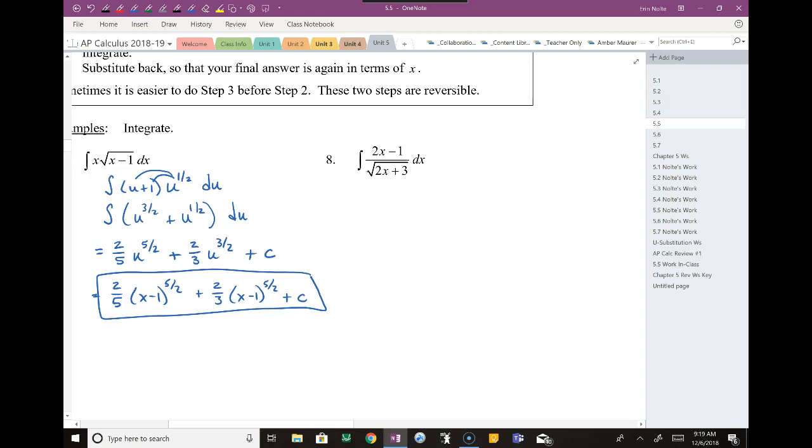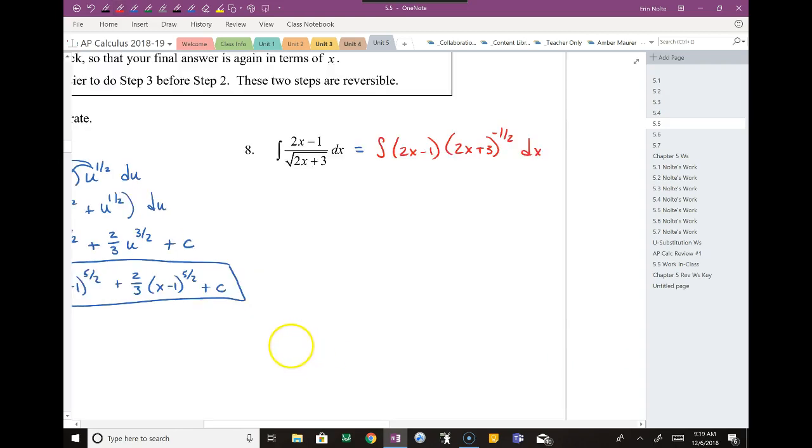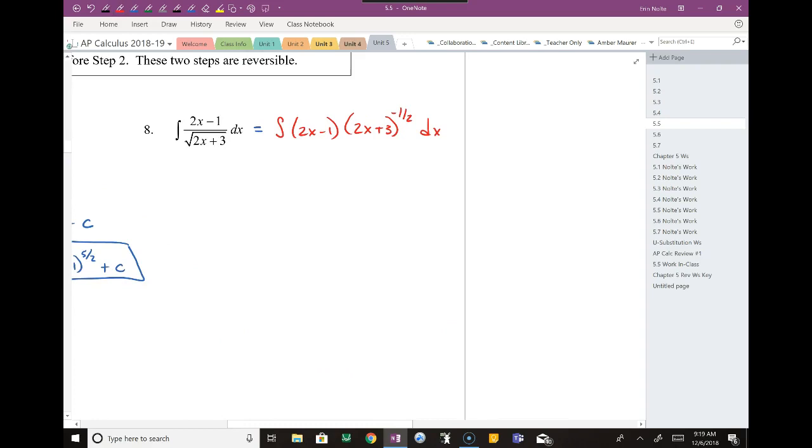All right, so the first thing that I want to do is just bring this up. Okay, so I'm just going to rewrite this as 2x minus 1 times the quantity of 2x plus 3 to the negative 1/2. The first thing that I need to do is identify what is my u piece. Good, 2x plus 3. So remember, u is always the piece that's in the parentheses that has the exponent. Okay, so my u is 2x plus 3. What is my next step?